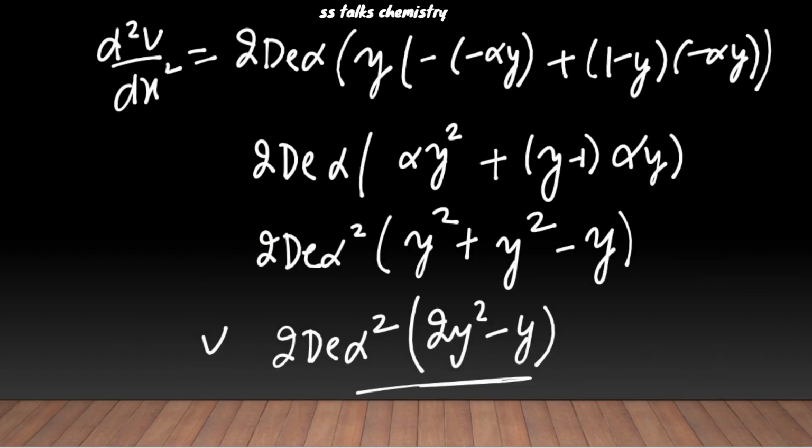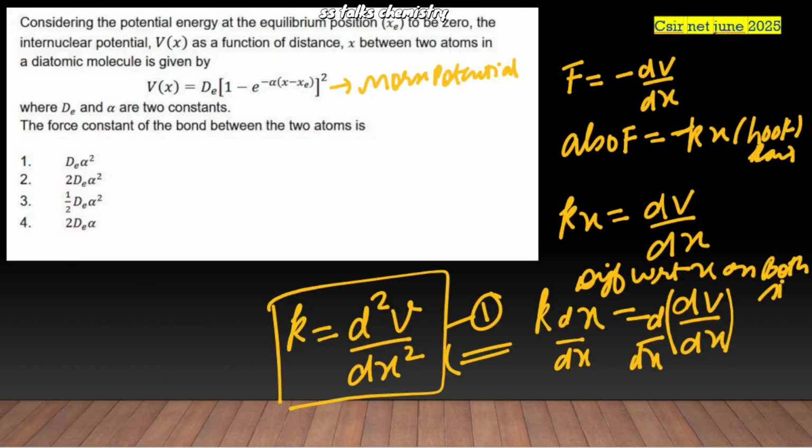Now if you see the options, 2 dE into alpha squared, the second option will be the right answer. I hope the concept is clear. The main thing was just about the differentiation. You should have the idea of how to differentiate these types of given equations.